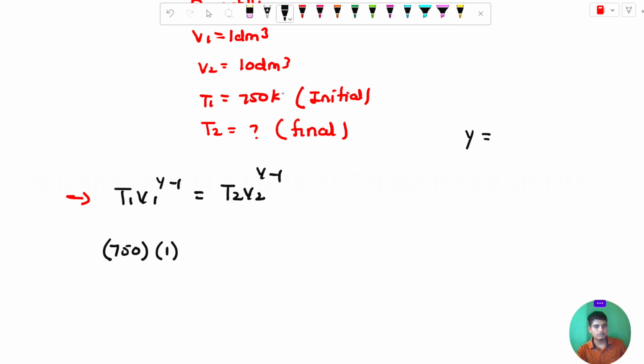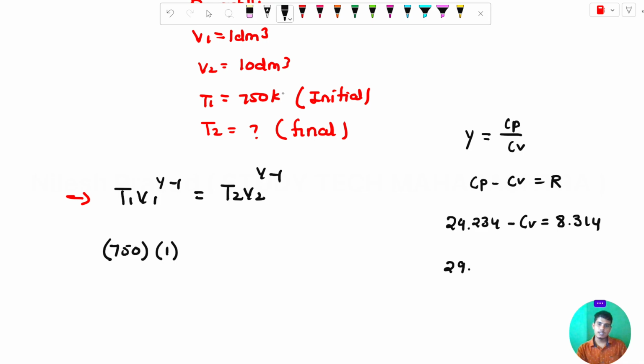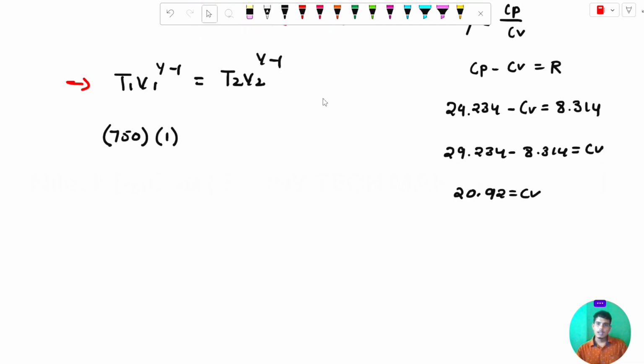The formula for gamma is Cp upon Cv. In the coefficients of thermodynamics we discussed alpha, beta and gamma, and you can also write Cp minus Cv is equal to R. What is the value of Cp? The value of Cp is 29.234. We don't know the value of Cv. The value of R, the universal gas constant, is 8.314. Simply you can find Cv: 29.234 minus 8.314 is equal to Cv. And the value of Cv is 20.92. The value of gamma is 29.234 divided by 20.92, and the gamma value is around 1.4.